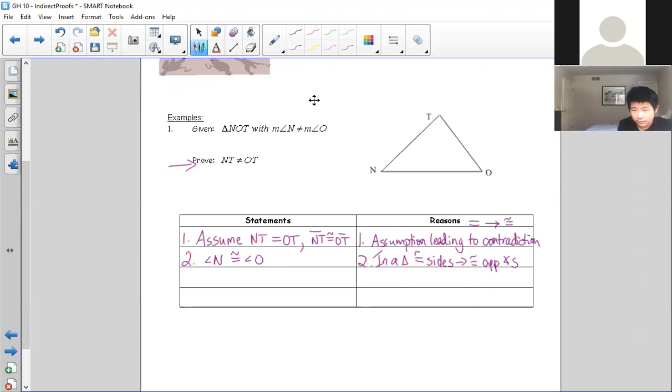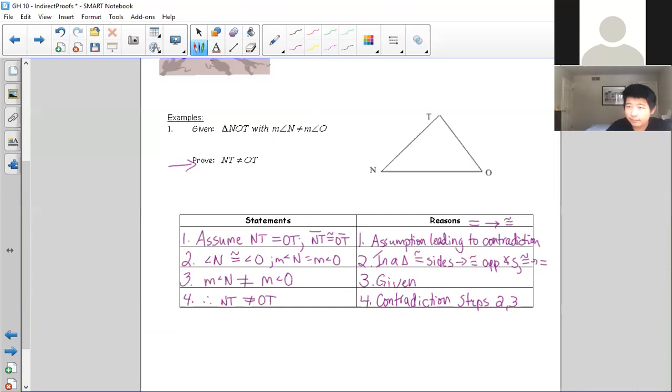So then I know that the measure of angle N equals the measure of angle O, because congruent implies equal. But then I can say the measure of angle N is not equal to the measure of angle O. That's a given. So therefore, NT is not equal to OT. Why? Because of a contradiction, steps 2 and 3. You can't have angles equal that are not equal.